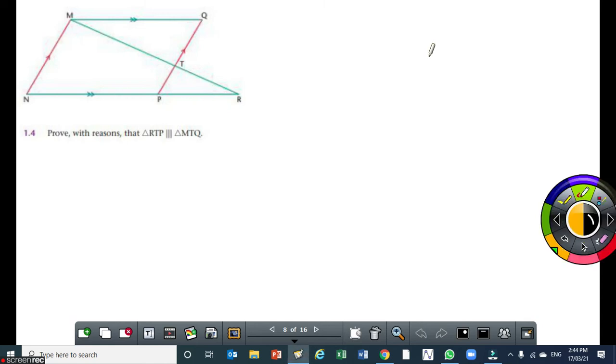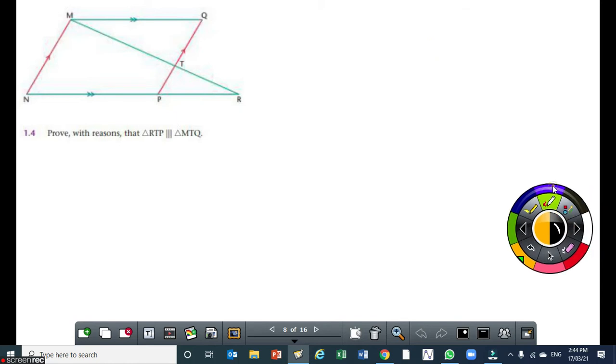So we have got this question. It's on similar triangles. The question says, prove with reasons that triangle RTP is similar to triangle MTQ. Now, as I told you yesterday, when you get a question like this, you should not become nervous at all. Use the names of the triangles that you are given to prove that those two triangles are similar, because the names of the triangles are based on the corresponding angles.